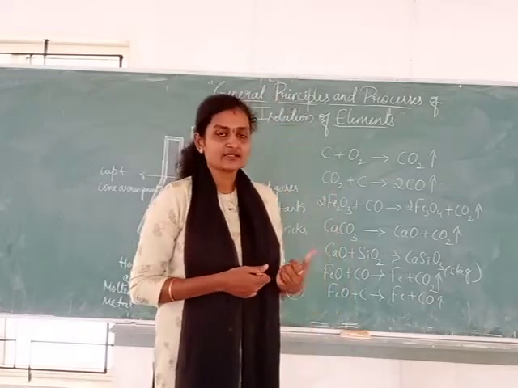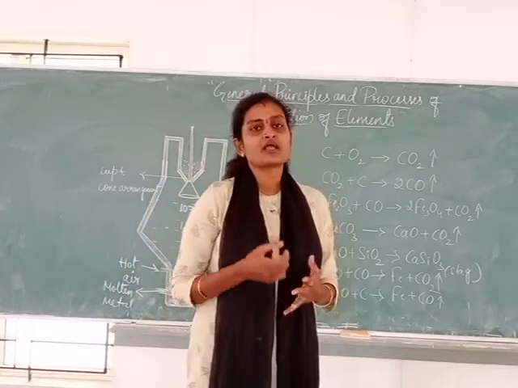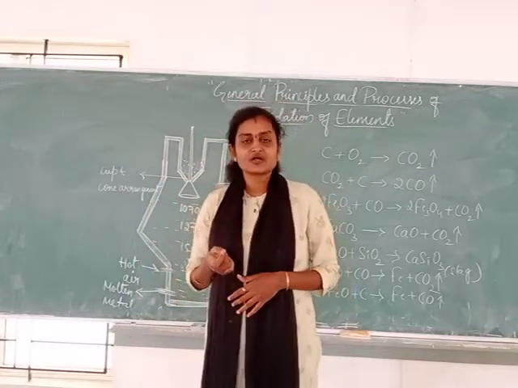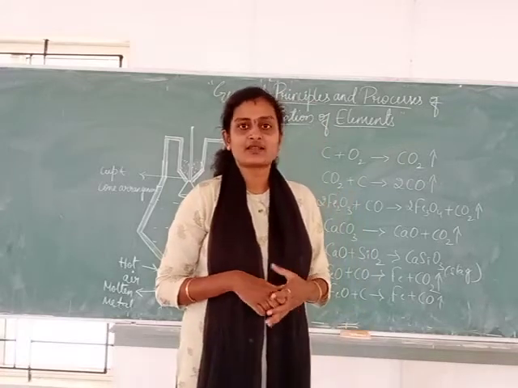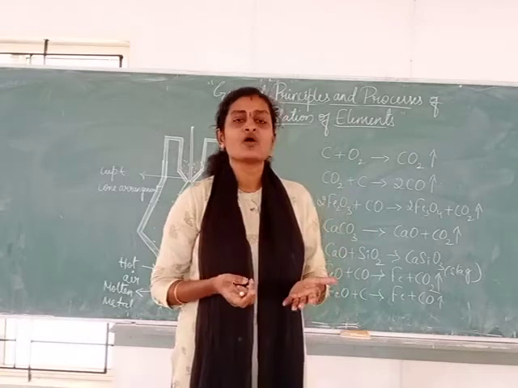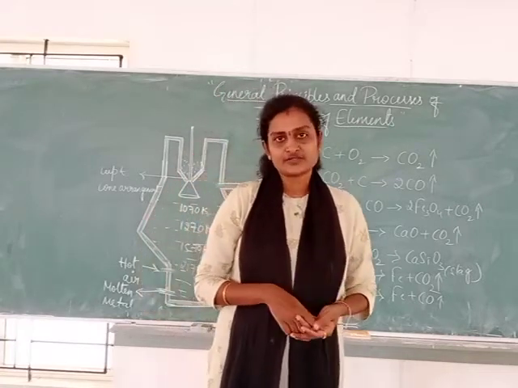These Ellingham diagrams also have some limitations. The main two limitations are that the graph says only about the feasibility. Feasibility is nothing but randomness, how random it is or how feasible it is, it will say, but not about the rate of the reaction.